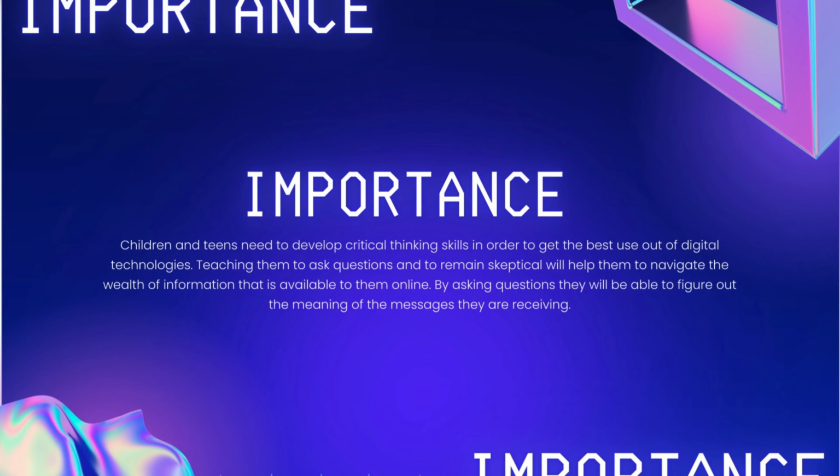So why is it important? Children and teens need to develop critical thinking skills in order to get the best use out of digital technologies. Teaching them to ask questions and to remain skeptical will help them to navigate the wealth of information that is available to them online. By asking questions, they will be able to figure out the meaning of the message they are receiving. They will be able to recognize what is fake news, whether information they read is valid or not, whether sources are reliable, and if bias is presented.